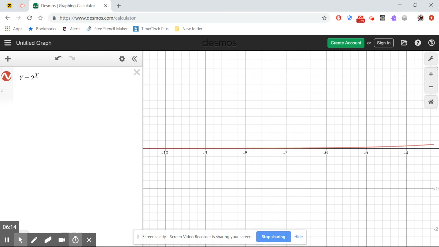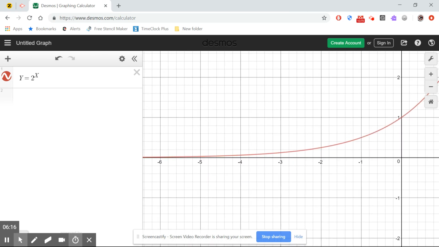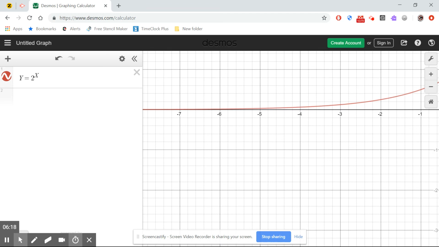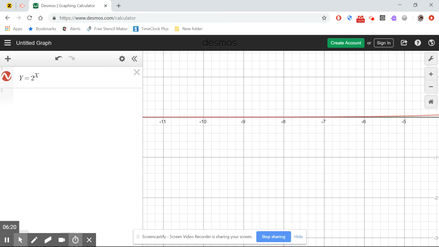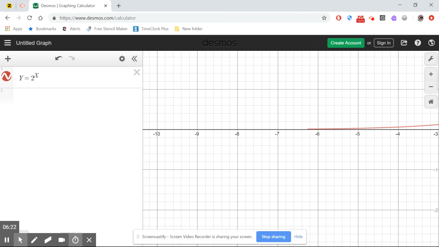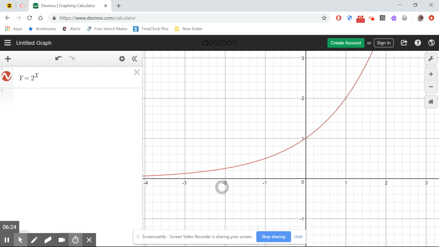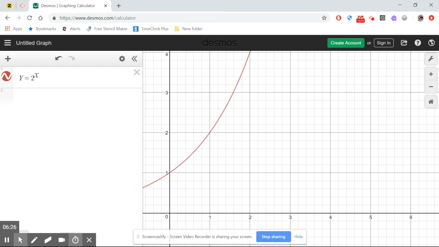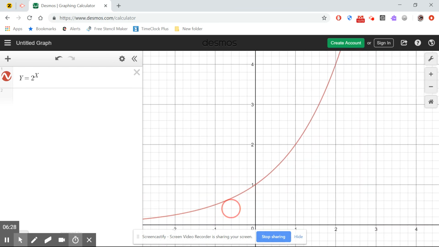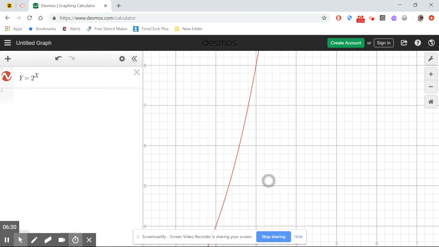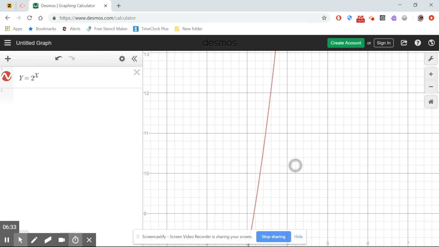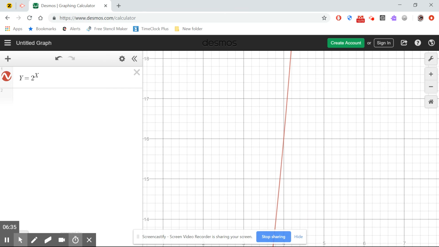But as we move on to the negative side of the x-axis, the value of y becomes considerably very, very small, but never touches the x-axis. So we are ranging here from negative infinity to positive infinity because as the values are increasing, I'm showing you the positive infinity side now.